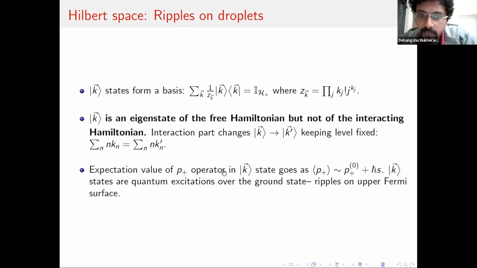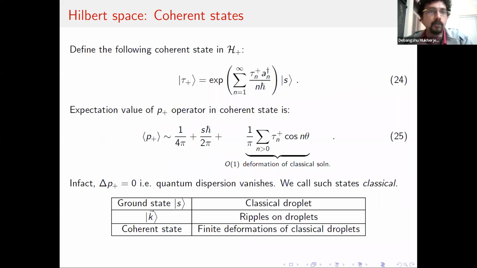Now, consider the expectation value of the P plus operator, and recall that P plus was precisely the profile of my upper Fermi surface. In this K state, which describes the so-called ripples, it follows this sort of relation. Notice you have this classical piece and you have this deformation coming with an H cut. So these K states that I just described can be thought of as quantum excitations over the ground state. These are the ripples on the upper Fermi surface. Of course, correspondingly, you will also have an expectation value of P minus, which will give you ripples on the lower Fermi surface.